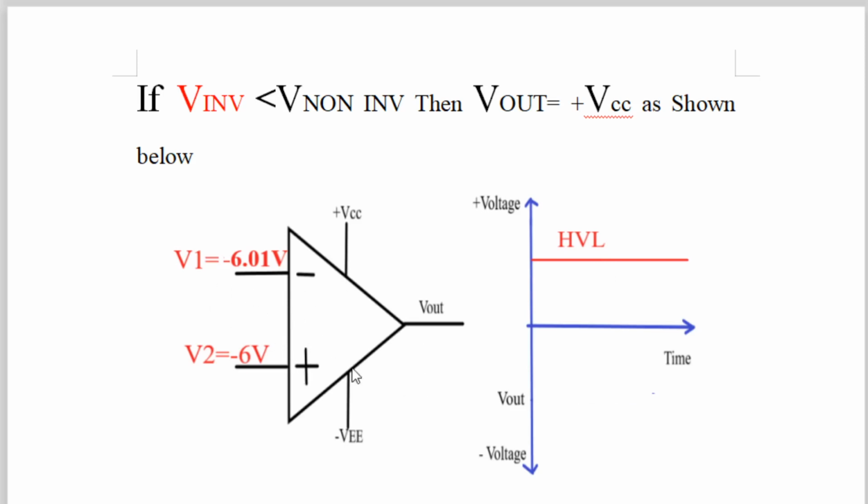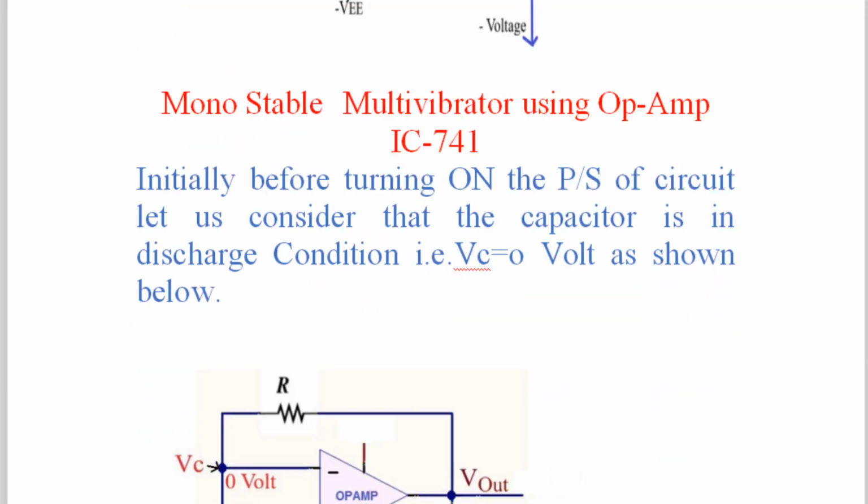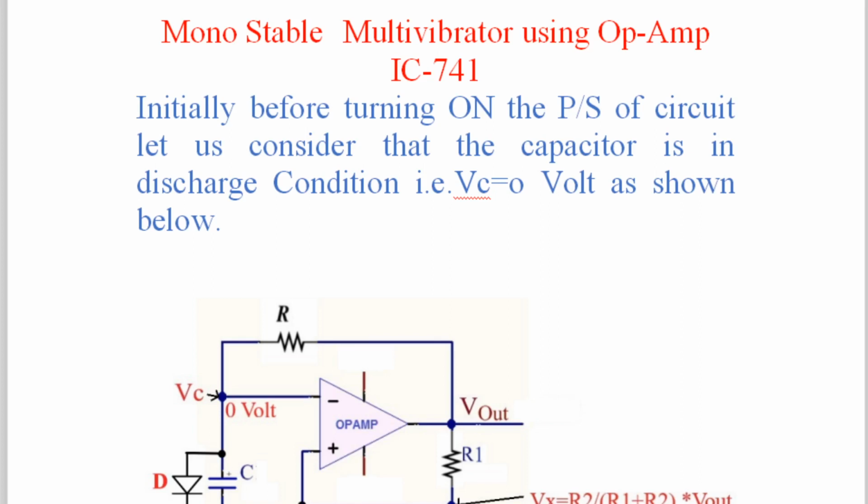If voltage at non-inverting terminal is greater than voltage at inverting terminal, output will be in HVL. HVL means voltage level equal to plus VCC. So these are the basics of the op amp. And now, after understanding these three blocks only, one is about diode, another is voltage at inverting is greater than non-inverting or vice versa.